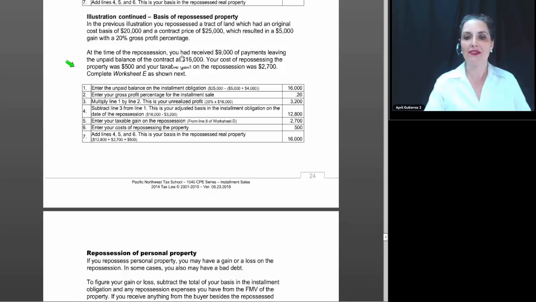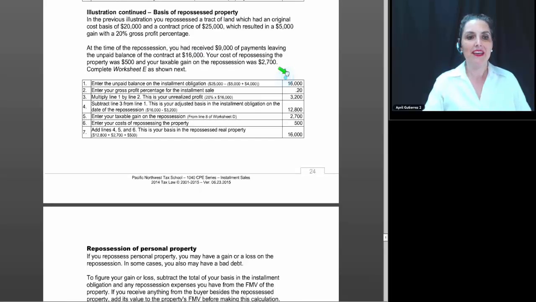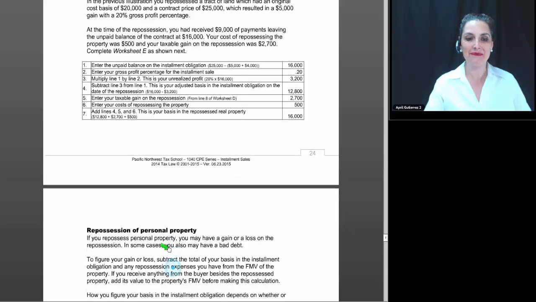You can kind of tell here that we're going to get to $16,000 as the basis, but let's go through and do it anyway. You enter the unpaid balance on the installment obligation, $16,000, multiply that by 20%, and you get $3,200. Next, subtract line 3 from line 1, so $3,200 from $16,000 is $12,800. Then add in the taxable gain that you recognized on the repossession, add in the costs of repossessing the property, and you're right back at that $16,000, which becomes your cost basis in the property.